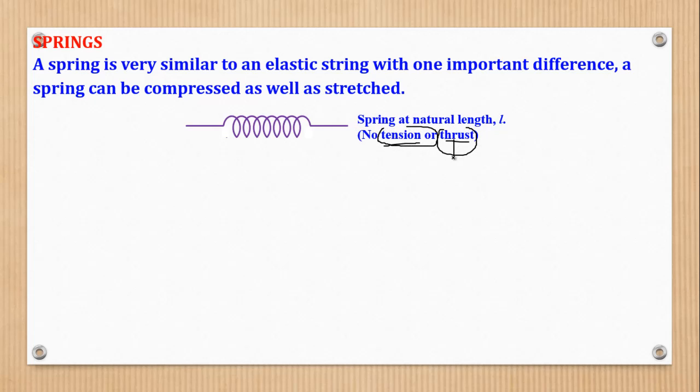What does it mean? Thrust, okay, let me do it like this. When stretched, the force in the spring is called tension. But when it is compressed, the force in the spring is called thrust. So when they say find the thrust in the spring, it means that the spring was compressed. When they say find the tension in the spring, it means the spring was stretched. That is the only difference.